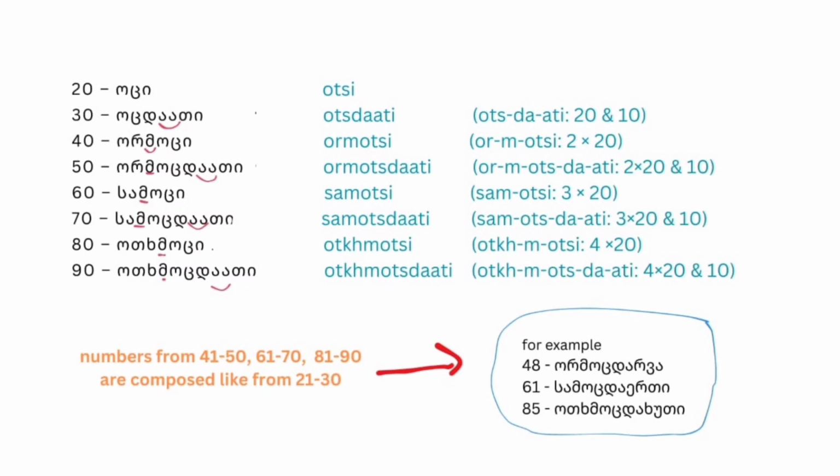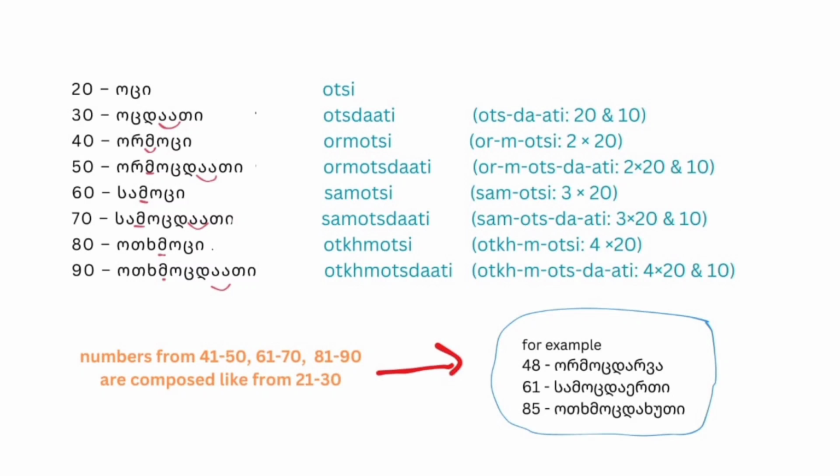40 is 2 times 20, and in the middle we have mo, si. So we say ormotsi, 2 times 20. To say 50, we say 40 and 10. To say 40, we have to say ormotsi. So we say ormotsdati.